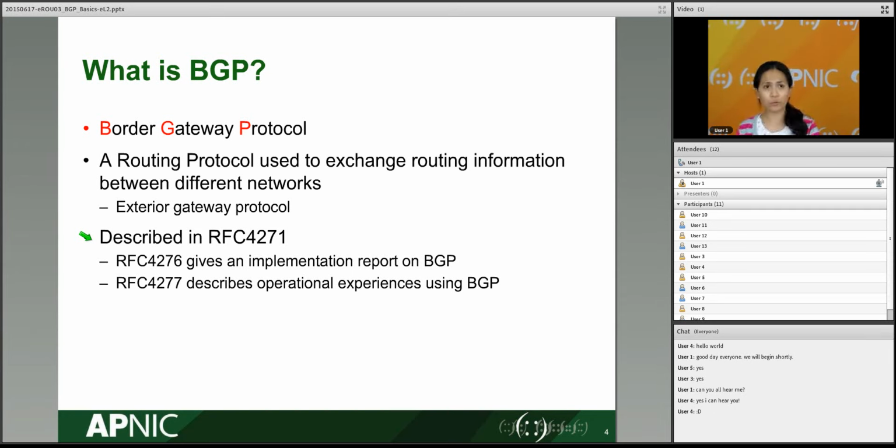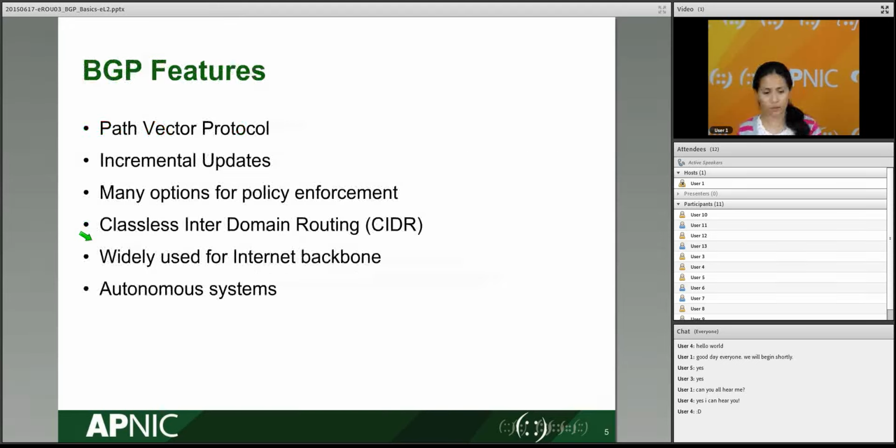So moving forward and discussing more of the characteristics associated with BGP, let's look next at the features. So what are the features of BGP? It's a path vector protocol. We've mentioned that a little bit earlier on. It's in RFC 1322, so you can read that as well.